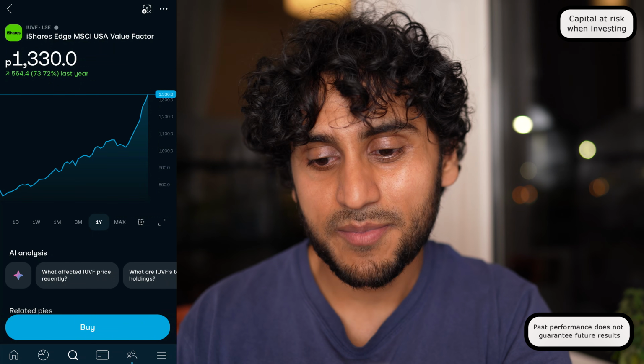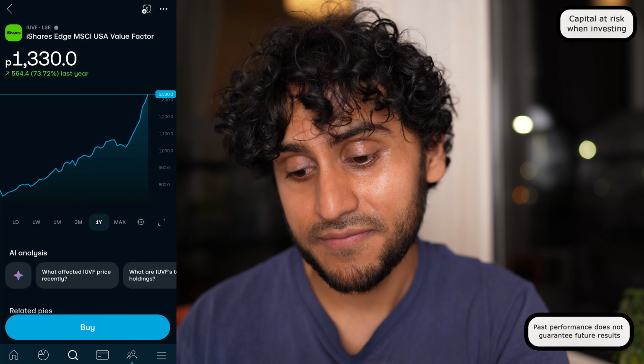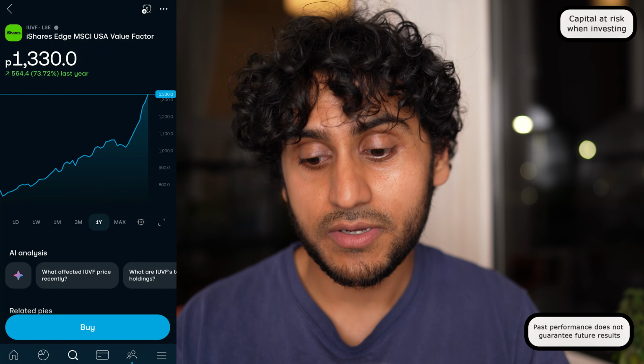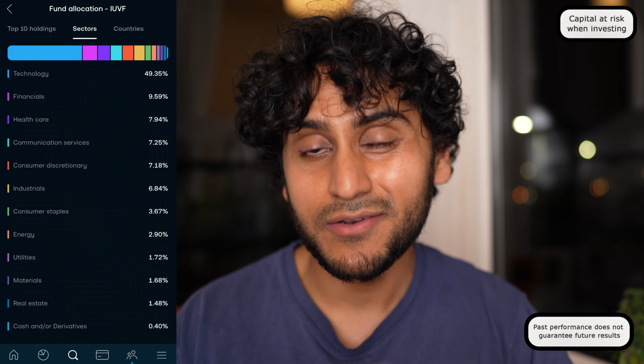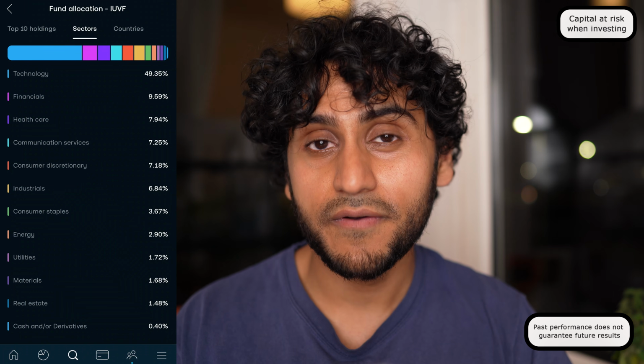Now, what if someone recommended this, the iShares Edge MSCI USA Value Factor ETF? If this was going to be your sole ETF that makes up 100% of your portfolio, you're going to really want to make sure that you are diversified properly. As you can see, 100% weighting towards the US. In terms of sectors, at first it does look like good diversification, but then you look at technology, weighting over half of the entire ETF. So I'd probably give this a miss if this was going to be my sole ETF.